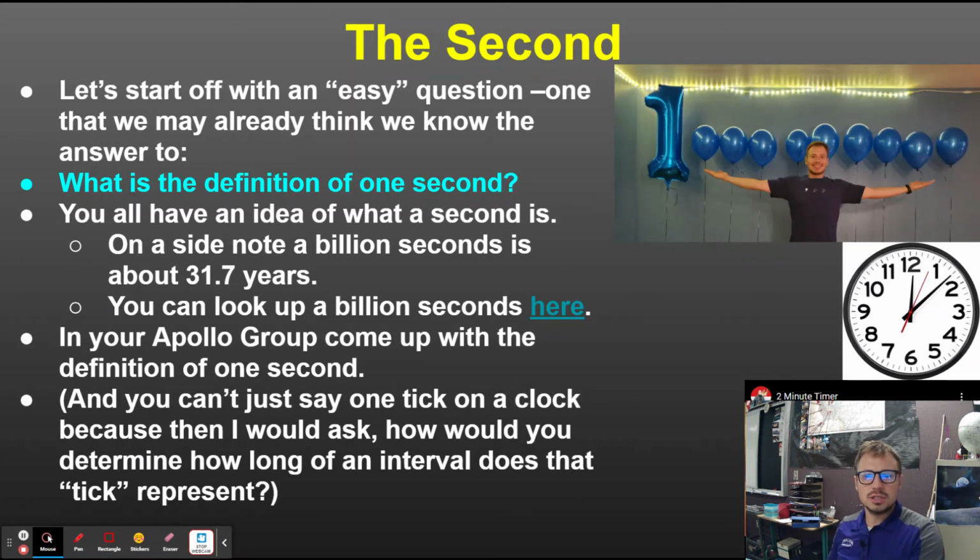So just think about what is a second? How do we measure a second? You can't just say one tick on the clock, because then I'd ask you, well, how would you determine how long an interval that tick represents? So go ahead, just think about that. How do we measure the second?